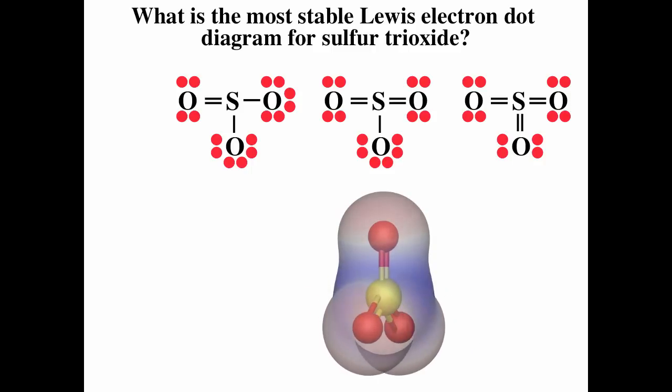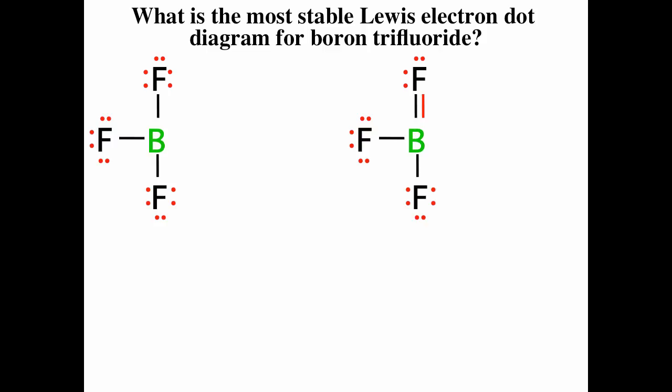If we look at BF3, we can imagine, so we have, let's see, boron has 3 valence electrons. Each fluorine has 7. 3 times 7 is 21, plus 3 gives us 24. And so this has 24 valence electrons. This has 24 valence electrons. Now here, everything has noble gas configuration. Right, you have 2, 4, 6, 8, 2, 4, 6, 8. Boron has noble gas configuration. And so based on noble gas configuration, you might think the one on the right is more stable.